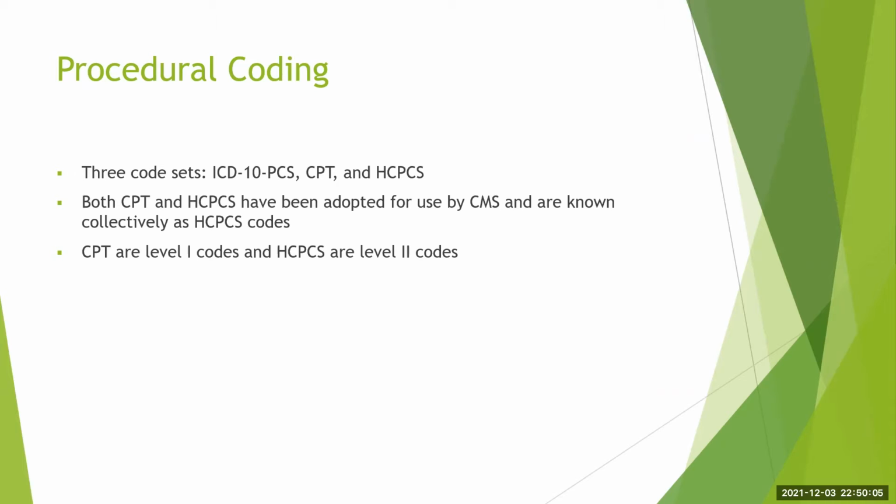There are 3 code sets that include procedure codes. They are ICD-10 PCS, CPT, and HCPCS. Both CPT and HCPCS code sets have been adopted for use by the Centers for Medicare and Medicaid Services and are known collectively as HCPCS codes. CPT codes are considered level 1 codes, and HCPCS codes are considered level 2 codes. Because they are published, created, and maintained by different organizations, it is important to learn the basics of each codebook separately, as they differ greatly from one another.